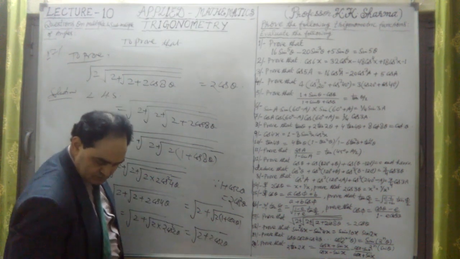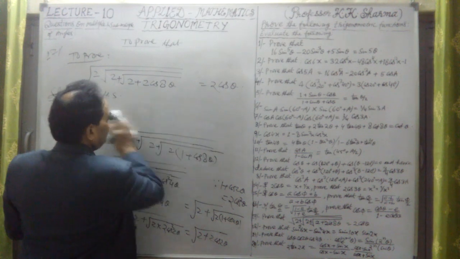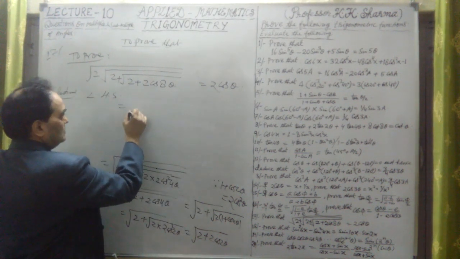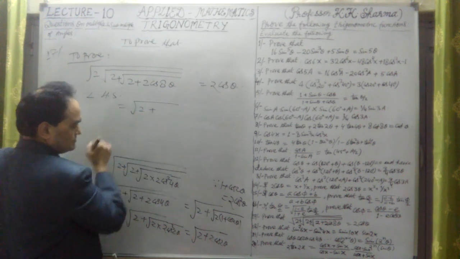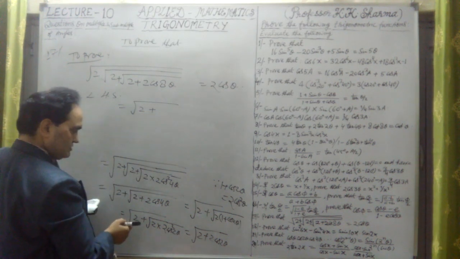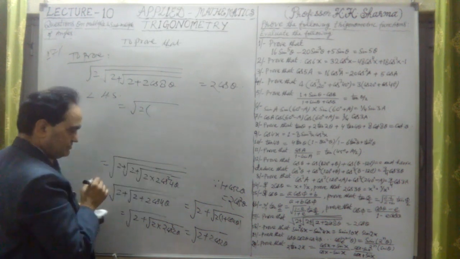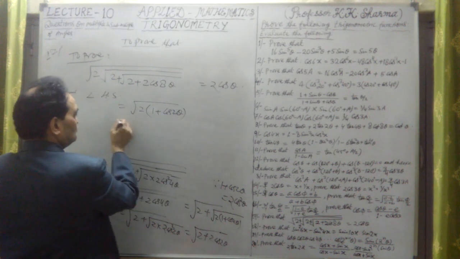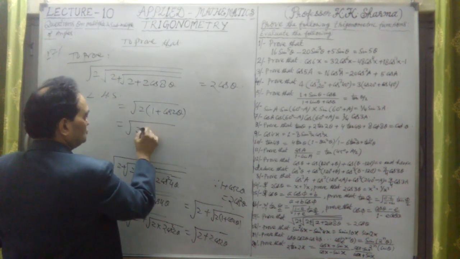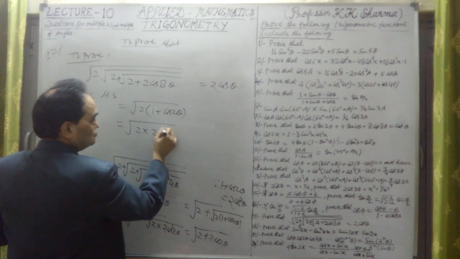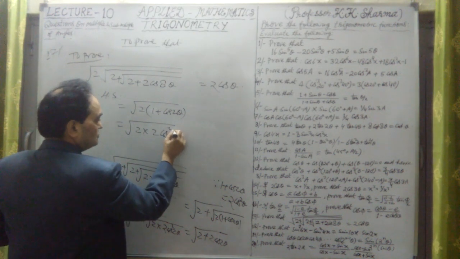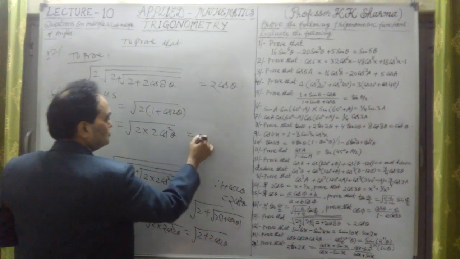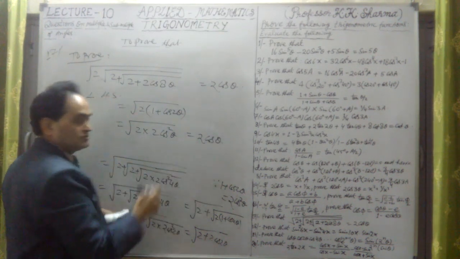Again, 2 common. Let me take this here. So it is under the square root now, 2 plus... If I take 2 common in this bracket, it will be 1 plus cos 2 theta. It will give us under the square root 2 into 1 plus cos 2 theta, that means 2 cos square theta. It will come out as 2 into cos theta. This is the right hand side.